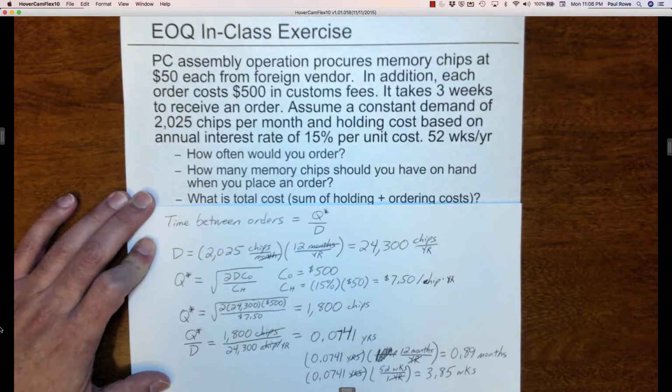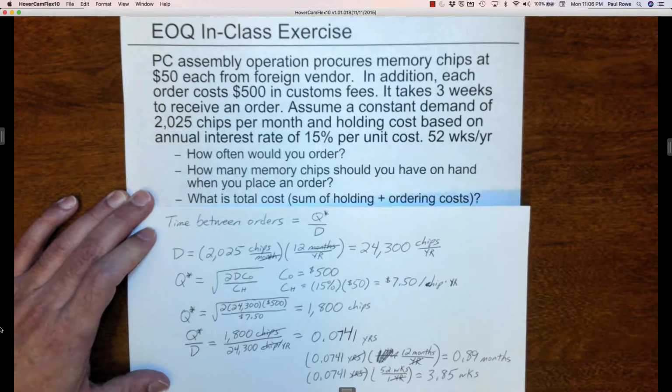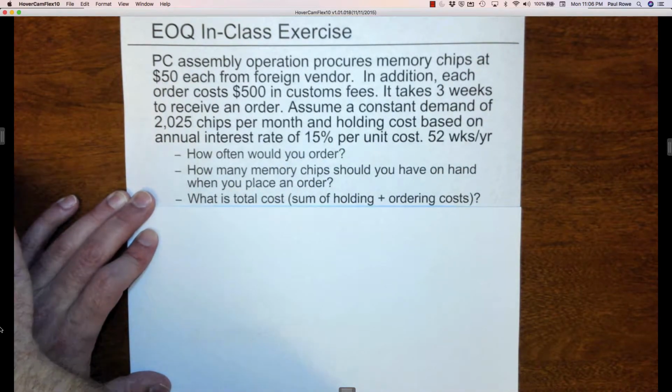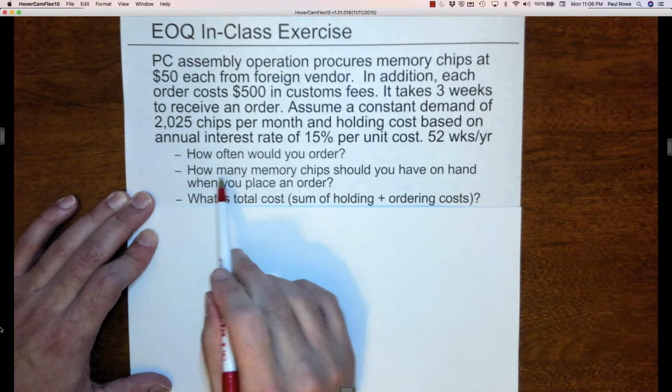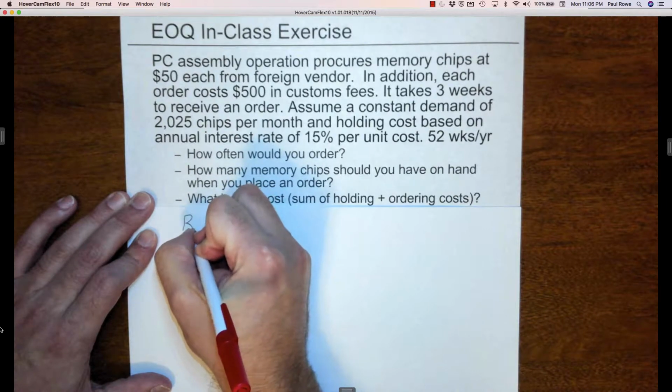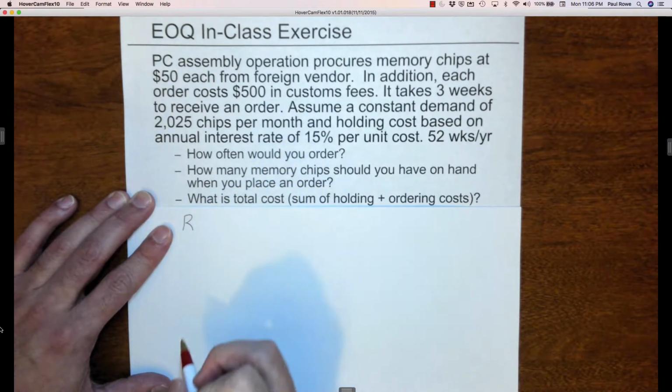So, the next question is, how many memory chips should you have on hand when you place an order? So, what is that asking for? How many memory chips on hand when we place an order? So, when do we place an order? We place an order when we hit our reorder point.